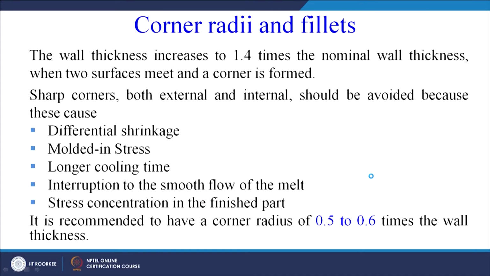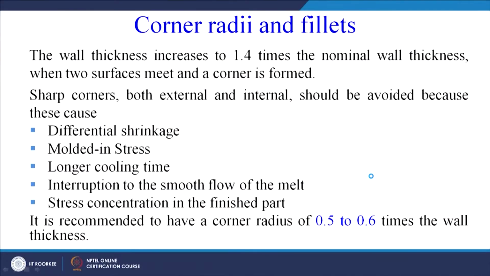Then the corner radii and fillets, as we have seen in sand casting and die casting, we must avoid the sharp corners. So, the wall thickness increases to 1.4 times the nominal wall thickness when two surfaces meet and a corner is formed. So, at a corner there is always a higher wall thickness which we must avoid.